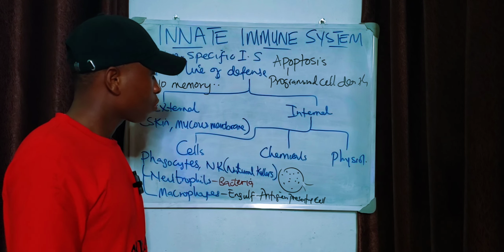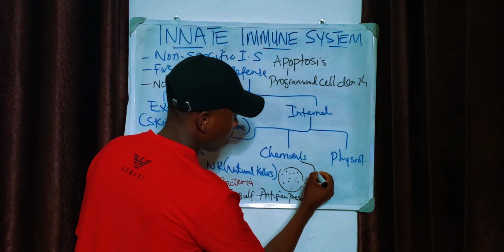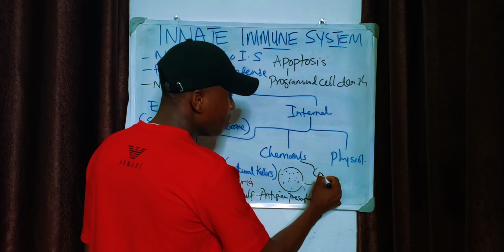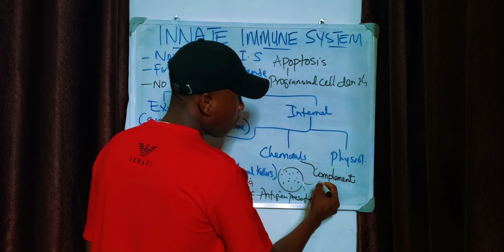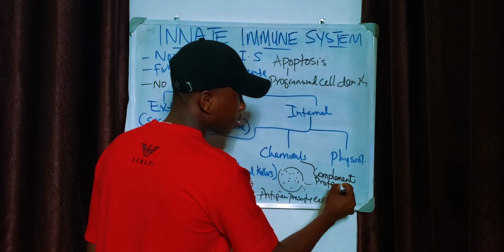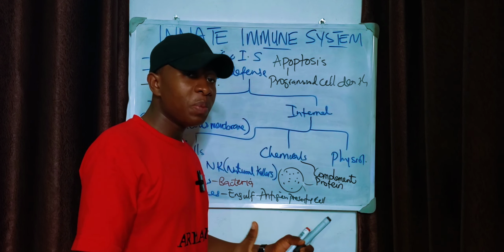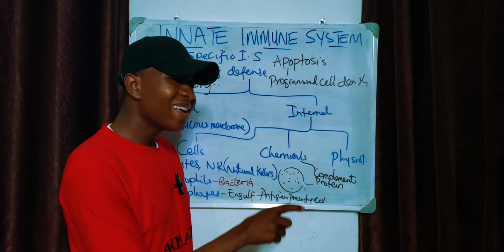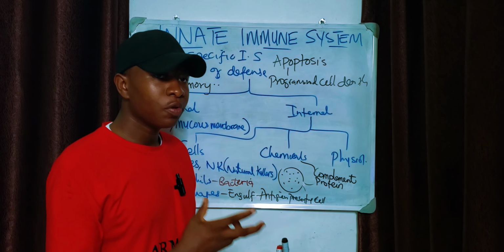Now let's go to the chemicals. For the chemicals, we have what we call, sorry, the space is small, the complement protein. Now, what does a complement protein do? Like the name implies, it complements; it helps the macrophages to lyse a cell. Without the complement, the macrophages will find it difficult to lyse the cell.